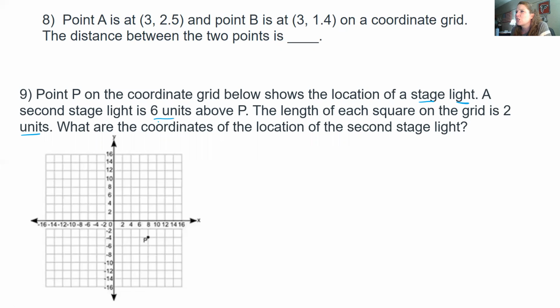So we're going to go 6 units above. But then it says each square is 2 units. So we're just going to go up, really, that makes 3, right? So there's 2, 4, 6 right there. Because each square is 2 units, and we're going 6 units, really, that's only 3 actual squares. So what is this coordinate right here? That's an 8, and this is 2. So that's the location of the second stage light.